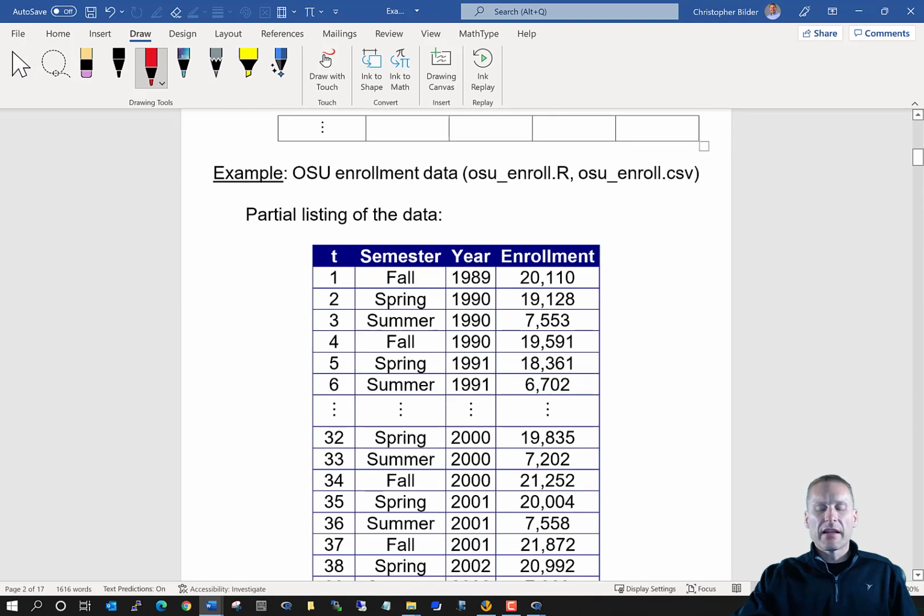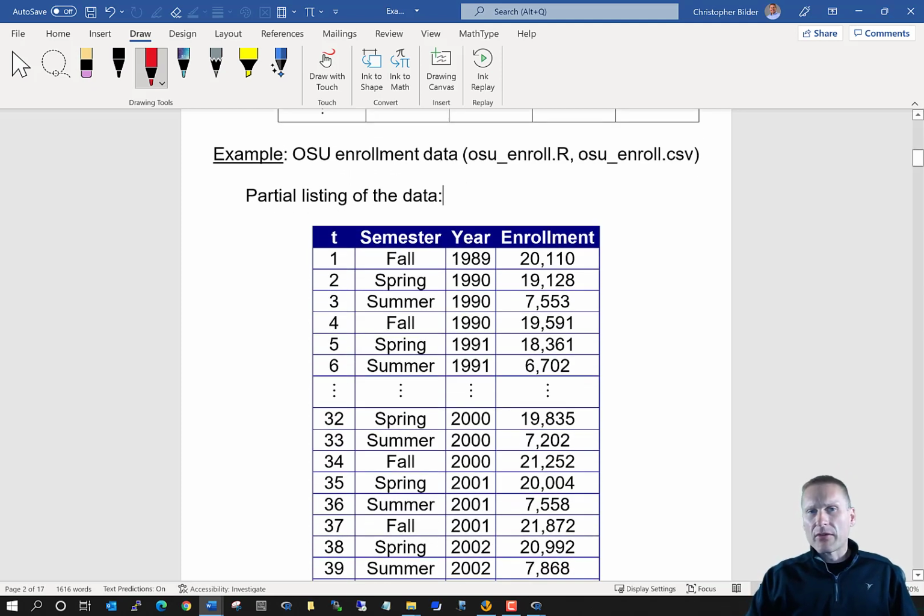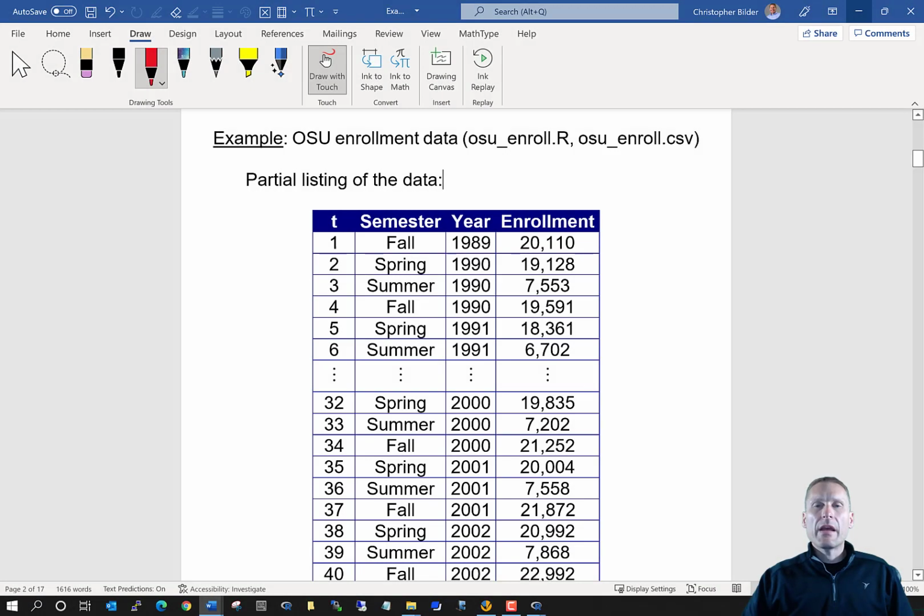Okay, so let's look at a little bit more detail some examples that we will be working with in this class, to give you a flavor or an idea of the kind of data and the kind of analyses that we're going to be doing. Also, these examples will help get you up to speed on typical things that we do with the data inside of R once we get it in terms of plotting. So this first example that we're going to look at is called the OSU Enrollment Data.